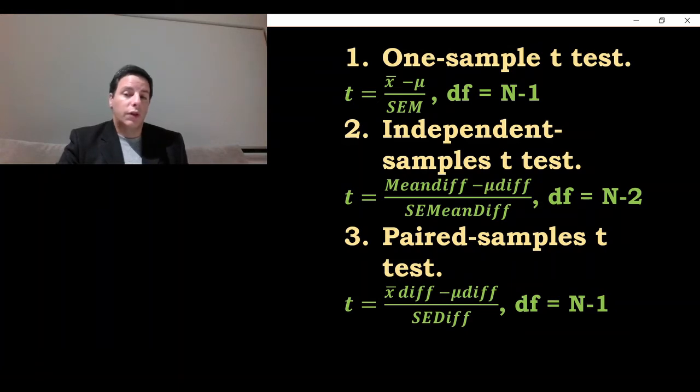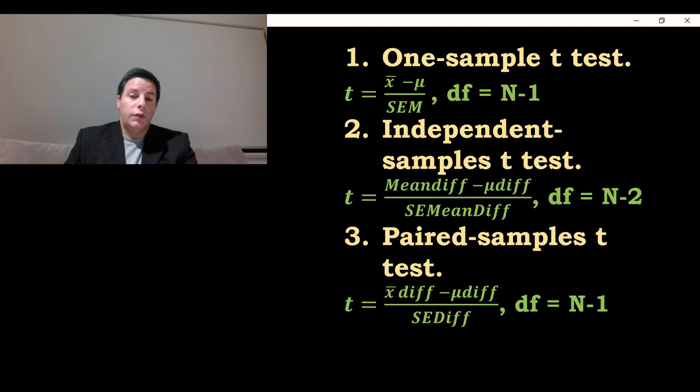Remember the heuristic for degrees of freedom. We need to check how many means we calculated. So we calculated a mean for one group and a mean for the other group. Therefore, we calculated two means. And that's why we subtract 2 from the total number of participants.